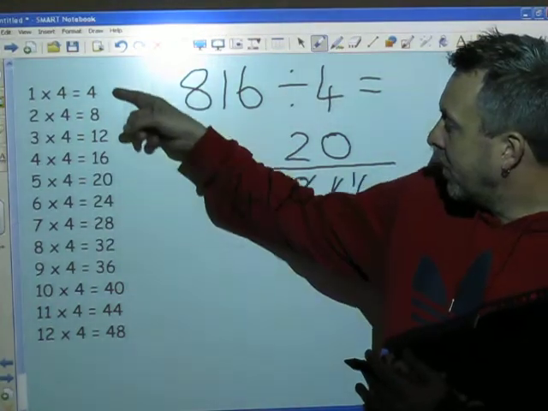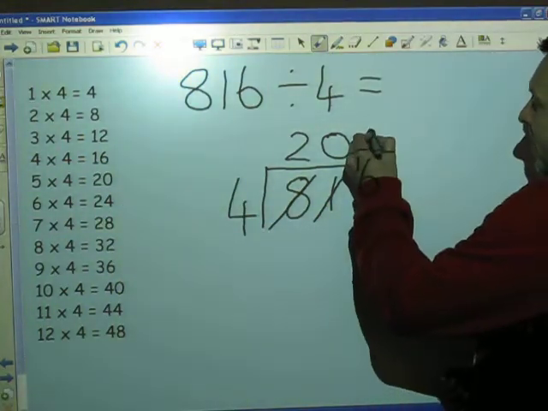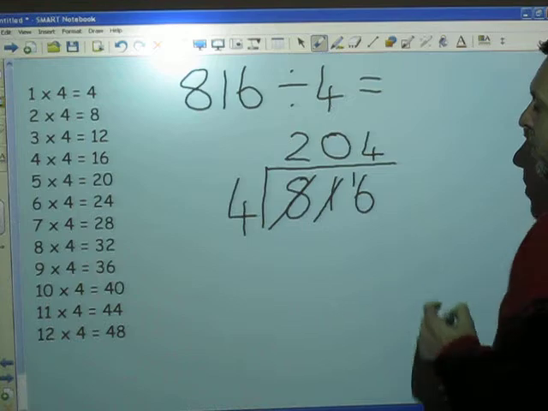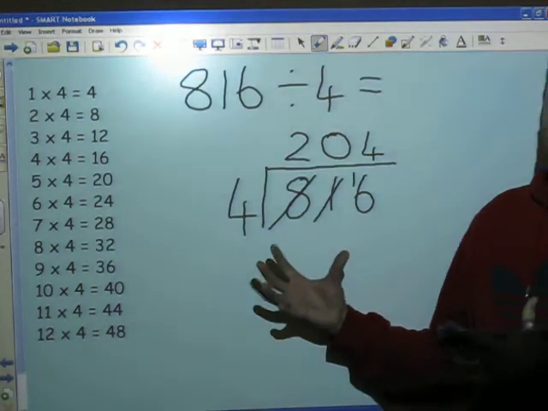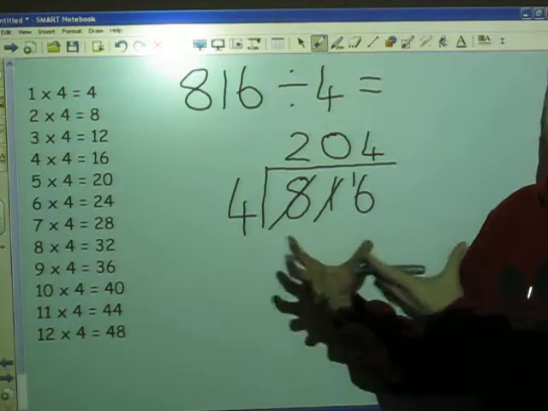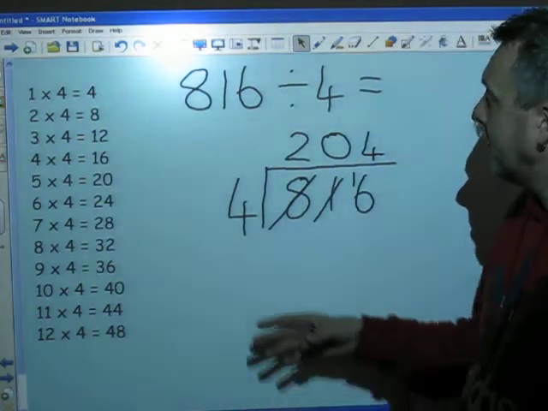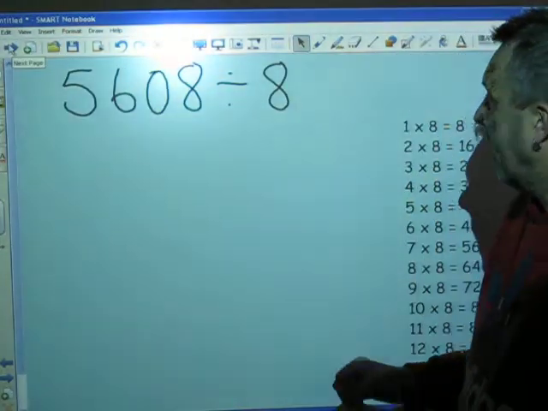And if I'm not sure, I can look at my notes. 4 times 4 is 16, so I know that's a 4. And that is an example of a 3-digit number being divided by a 1-digit number. I'm going to move on here.